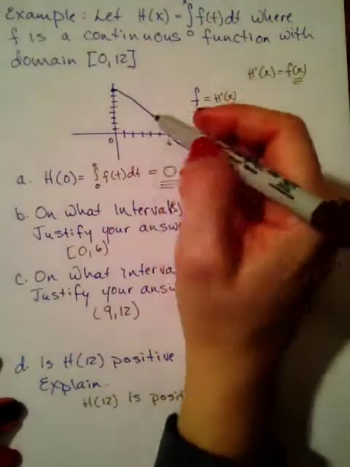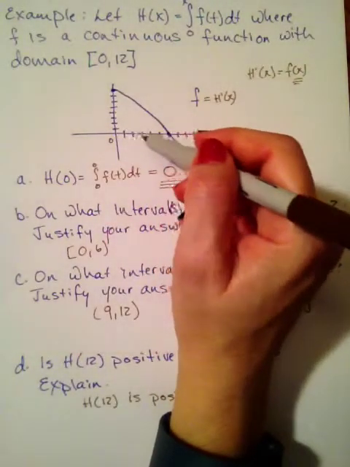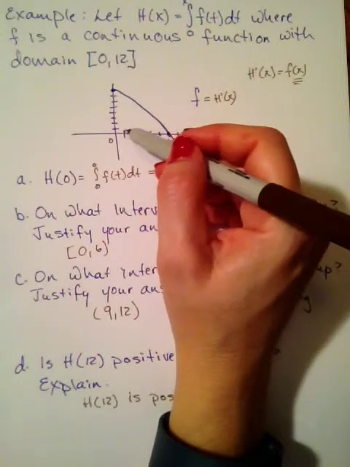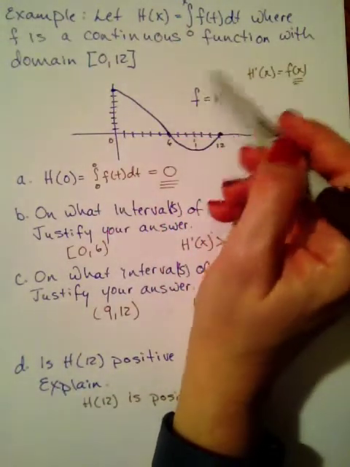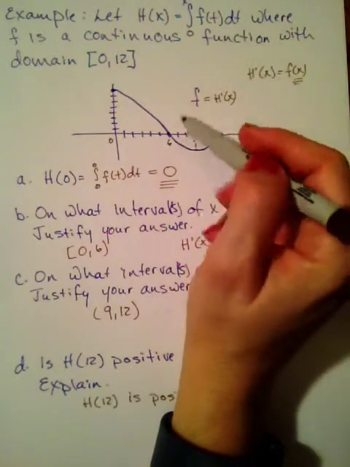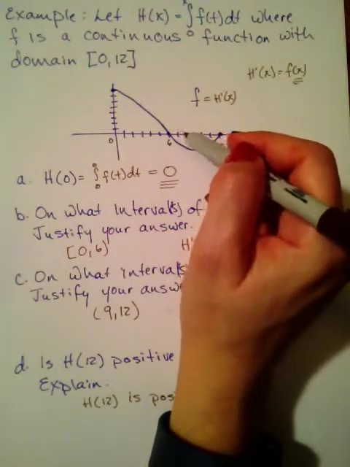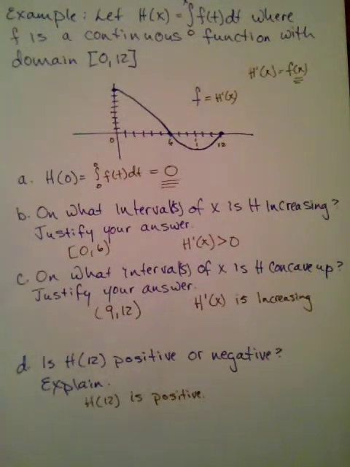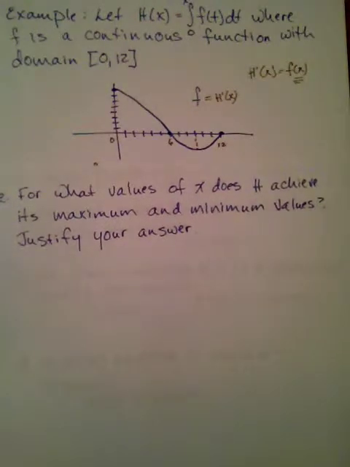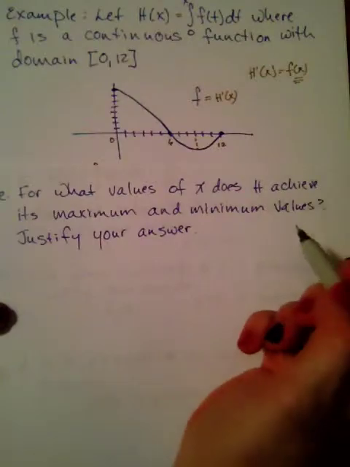And again, for the reasoning, I would say that the integral from 0 to 6 of f of t dt is greater than the integral from 6 to 12 of f of t dt. Okay, the last question for this one, it says, for what values of x does h achieve its maximum and minimum values? Justify your answer.